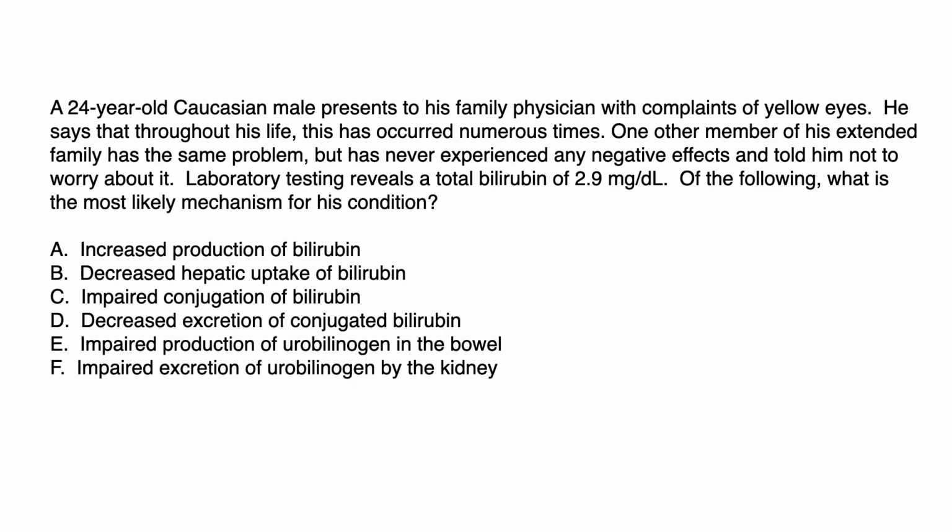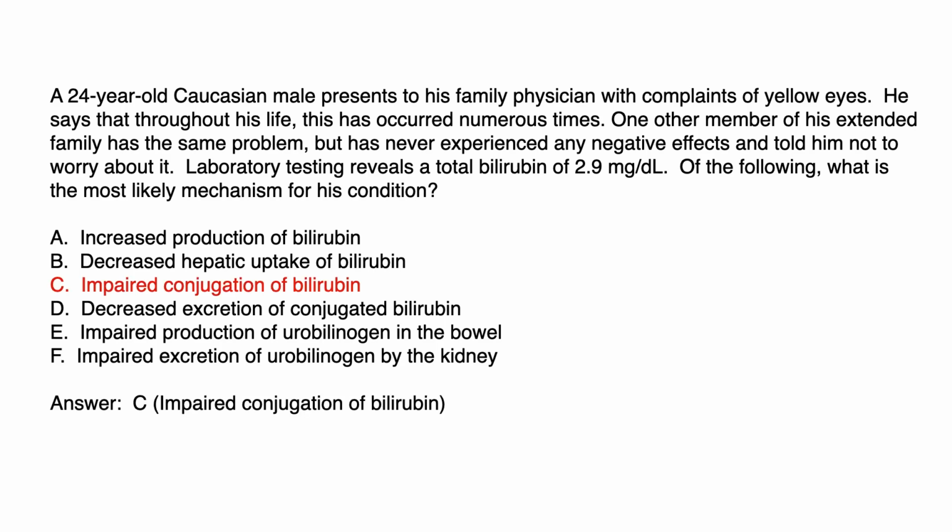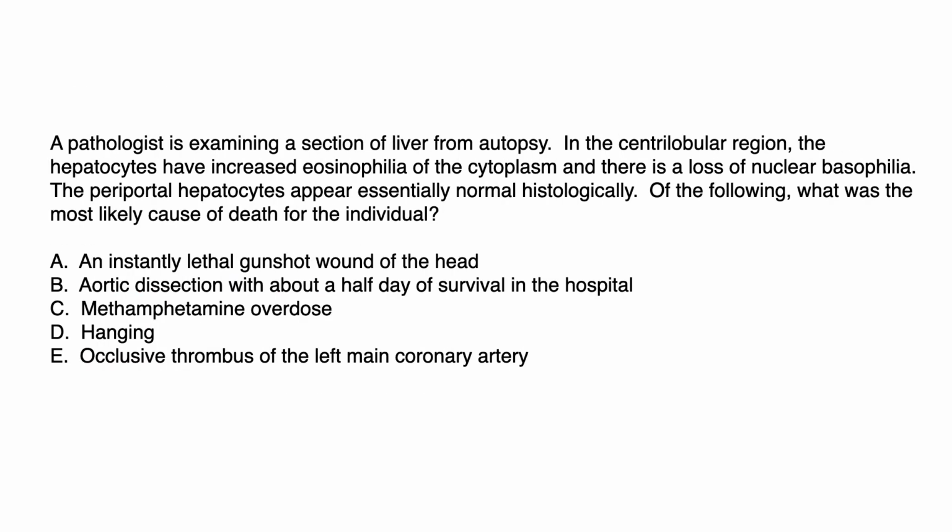So he has jaundice. It's genetic and really no problems associated with it. So this would be kind of a presentation for Gilbert syndrome. So that'd be impaired conjugation of the bilirubin. And so they have too much unconjugated bilirubin because they can't conjugate. They have decreased glucuronyltransferase. Okay, so pause, answer it, and then we'll go through it.